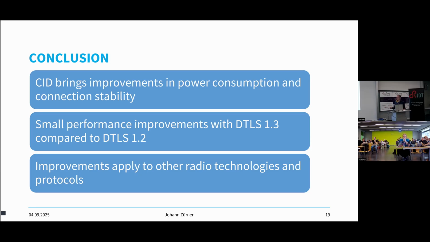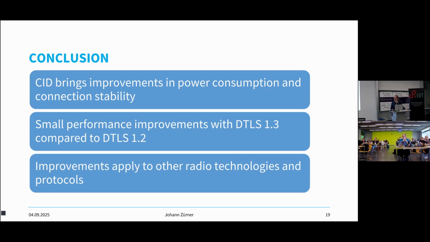I did see somewhat small improvements in DTLS 1.3 compared to 1.2. And I think the same thing, it's not necessarily bound to narrowband IoT. I think it can be applied to other radio technologies as well.